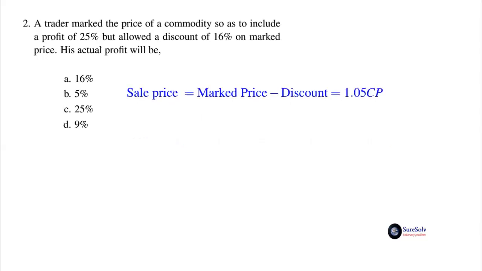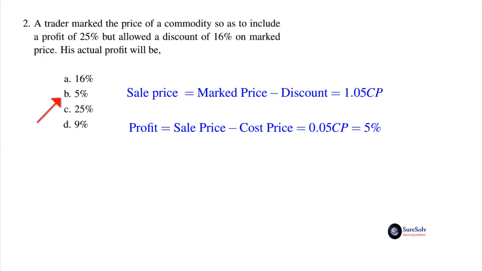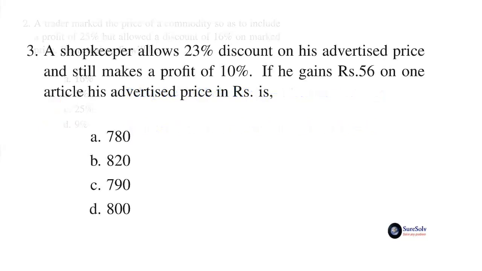Sale price SP is mark price minus discount, that is 1.05 CP. So profit being difference of sale price and cost price, it is 0.05 CP or 5% of cost price. Answer is option B, 5%. Let's solve the next problem.